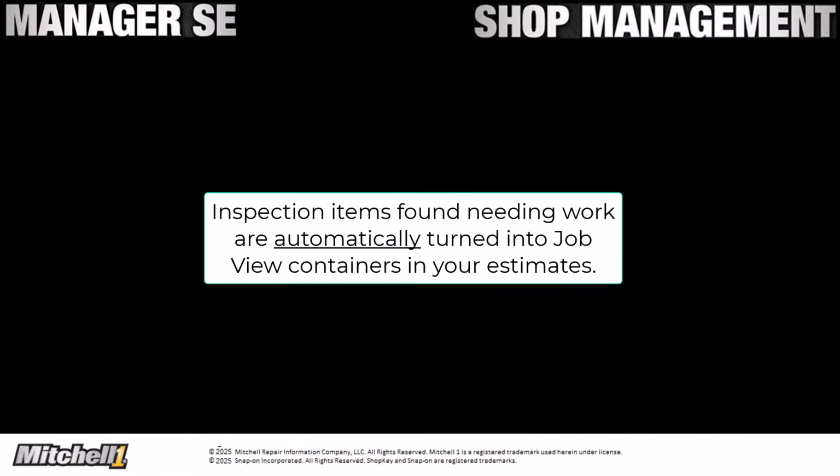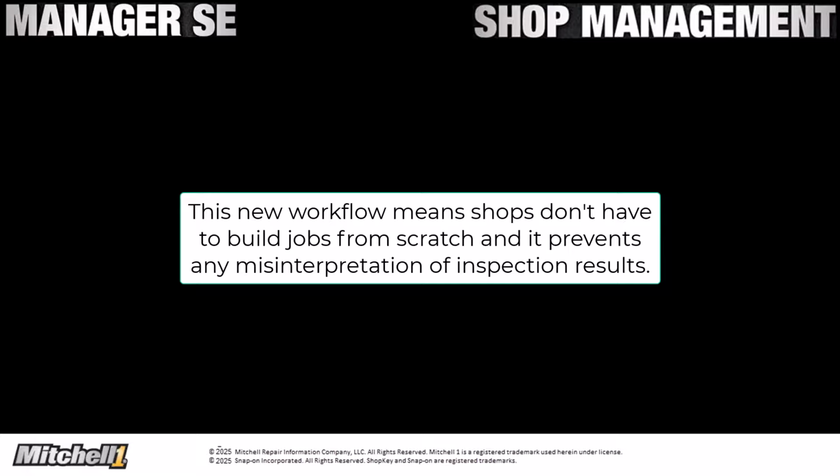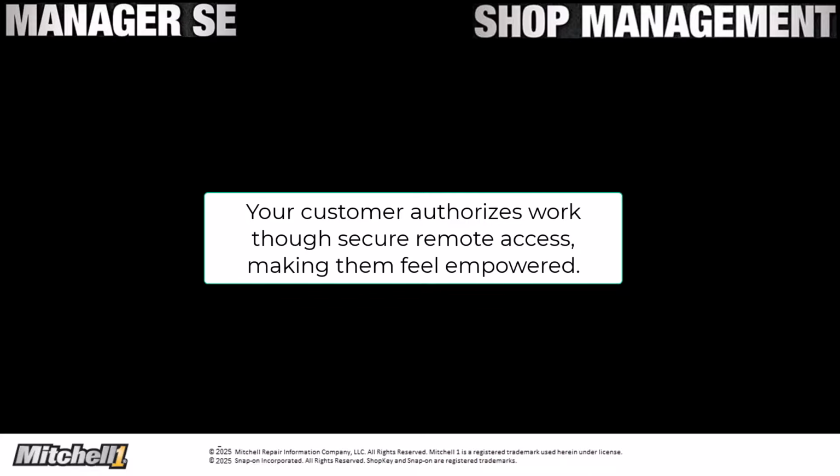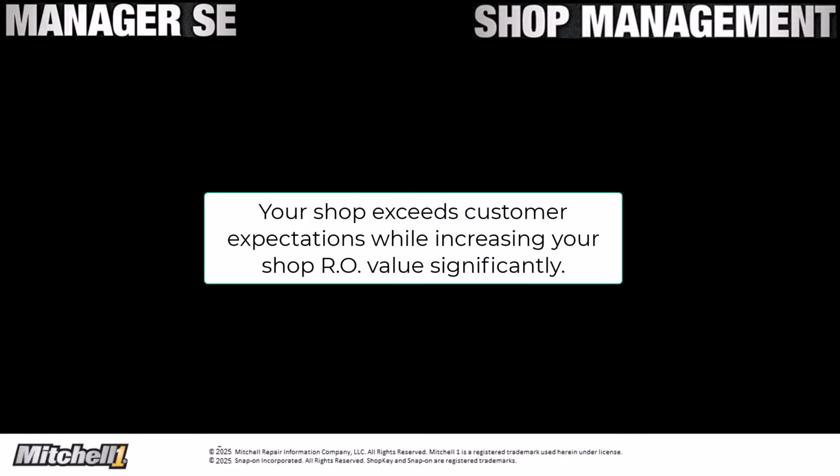Inspection items found needing work are automatically turned into job view containers in your estimates. This new workflow means shops don't have to build jobs from scratch, and it prevents any misinterpretation of inspection results. Your customer authorizes work through secure remote access, making them feel empowered. Your shop exceeds customer expectations while increasing your shop RO value significantly.